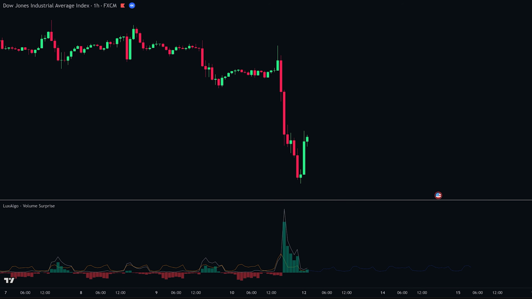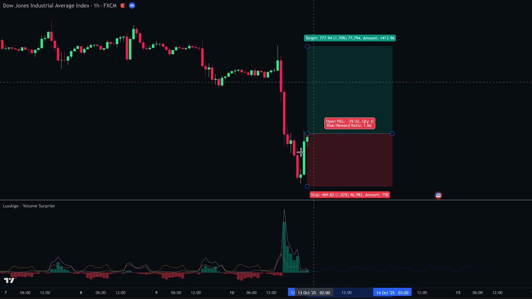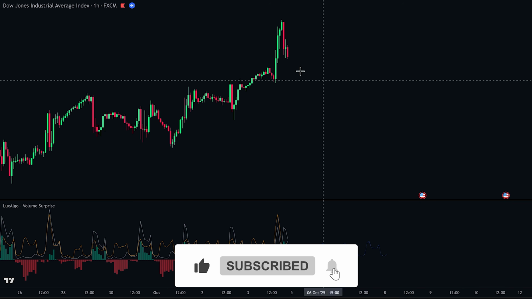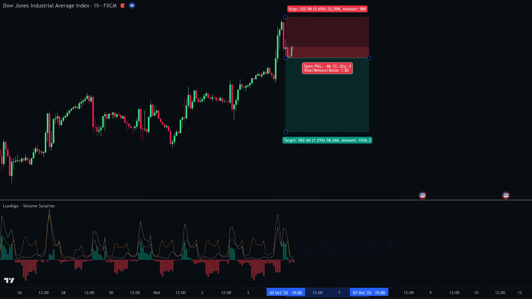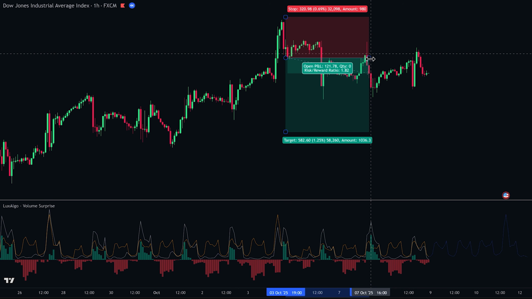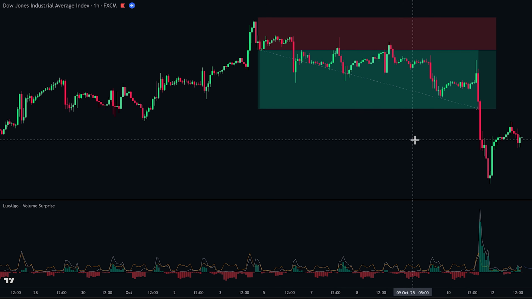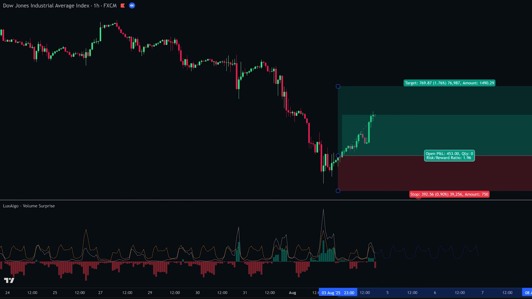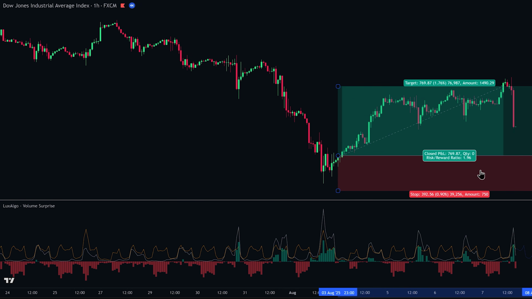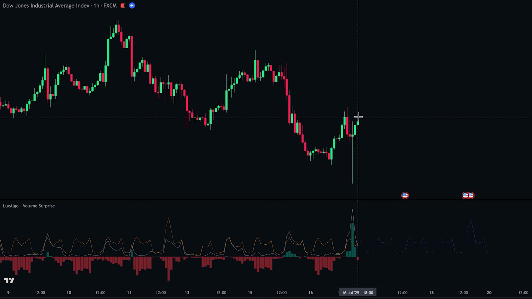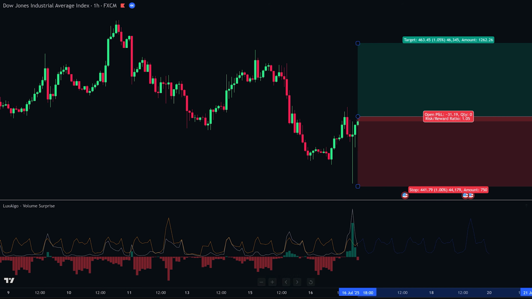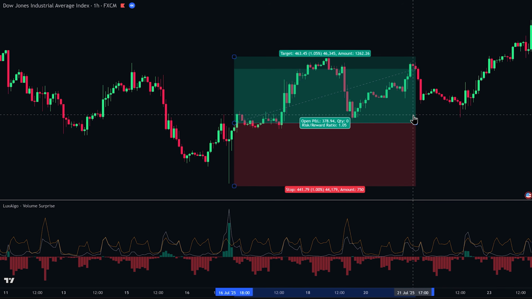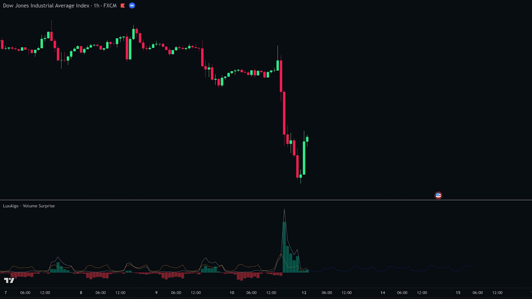So, there you have it. The volume surprise by LuxAlgo is essentially your market interest detective. It doesn't just show you that volume is happening, but reveals whether it's unusually high or low for that specific time. The core idea is brilliant in its simplicity. By comparing current volume to the expected historical volume for that same period, be it the same hour, the same day of the week, or even the same quarter, we can instantly spot anomalies. This allows us to gauge true market interest behind a price move.